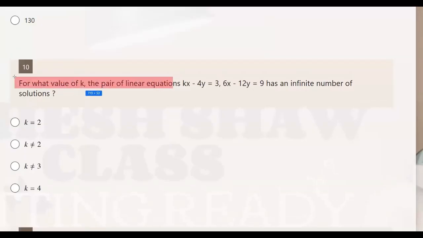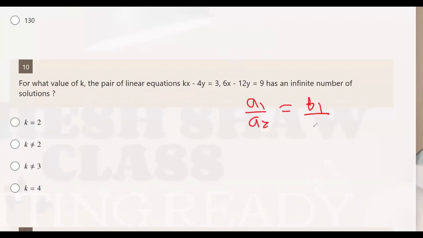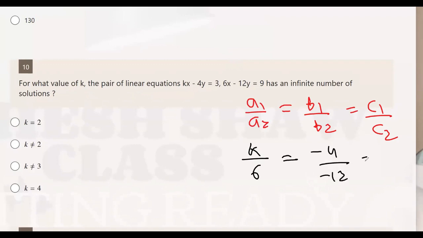The next question from the chapter linear equations says we have to find the value of k for which the pair of these two equations has infinitely many solutions. For infinitely many solutions, we have a1 upon a2 is equal to b1 upon b2 is equal to c1 upon c2. Now if I replace a1, I can see it is k. So it is k over 6 is equal to minus 4 over minus 12 is equal to, keeping the constant on the right hand side only, 3 by 9.